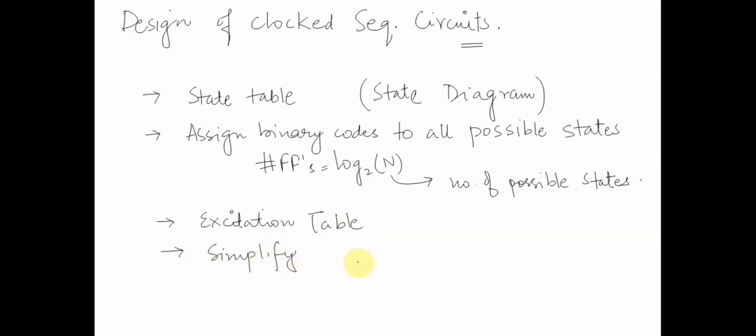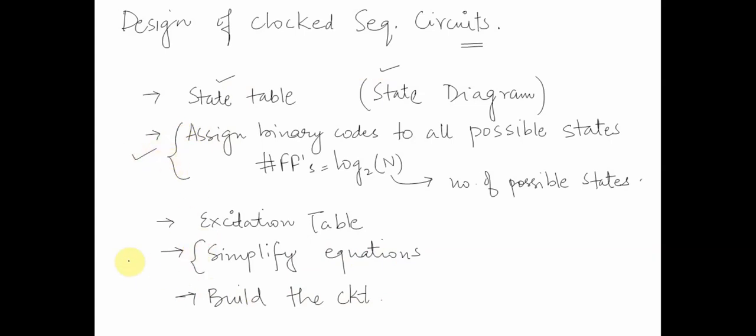Once this is done, we will simplify the derived equations using K-maps or whichever method you want to use. Once we have simplified the equations, we can simply build the circuit. We have already seen how to draw a state diagram and state table in the previous lecture. We know how to assign binary states, how to simplify equations using K-maps, and how to build a circuit. The new things in this lecture would be the excitation table and then the design.